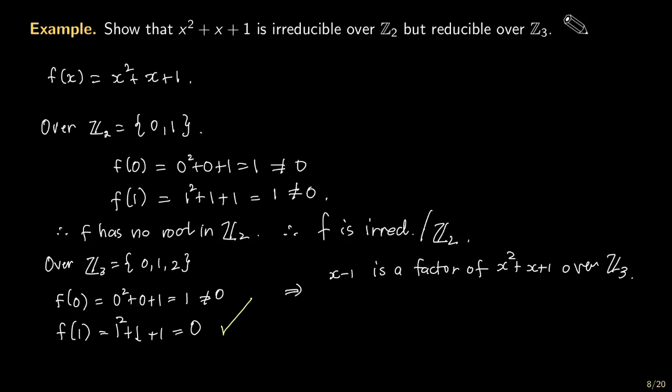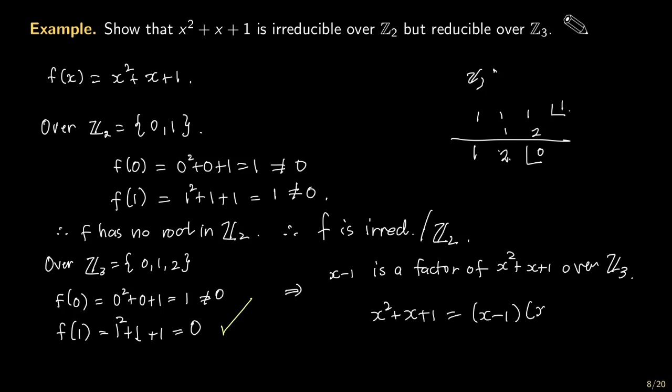In fact, when you try to do long division, or you can just use synthetic division in this case, over Z sub 3, this is 2, 2 times 1 is 2, 1 plus 2 is 0. So you see that the other factor is x plus 2. Well, we don't need to do this anymore because we have already learned that once a root has been found in f, then the polynomial is reducible as long as the degree is 2 or 3.